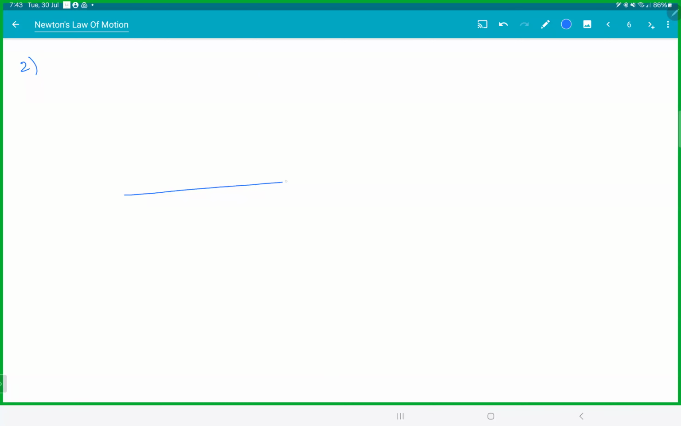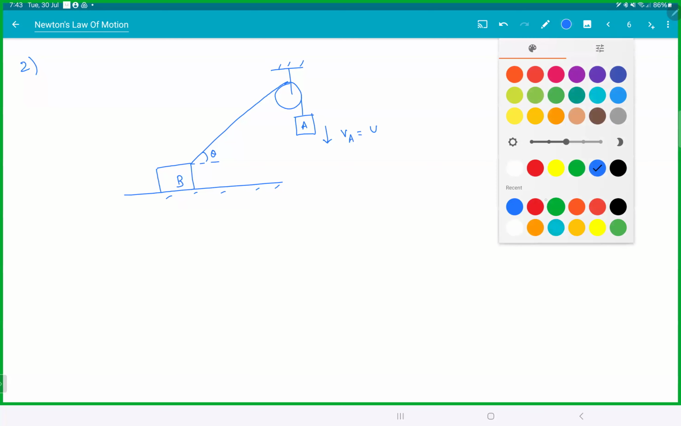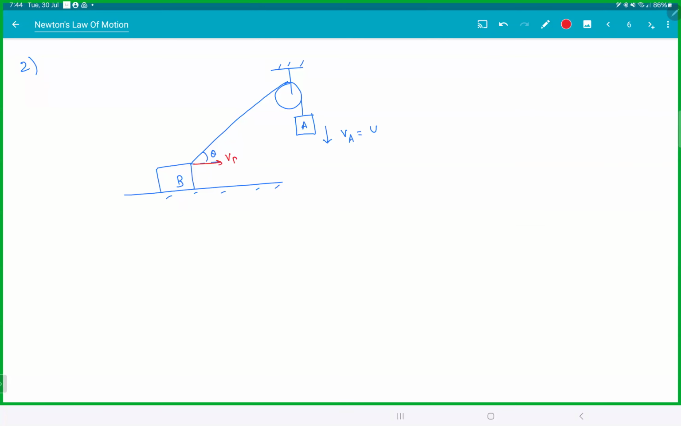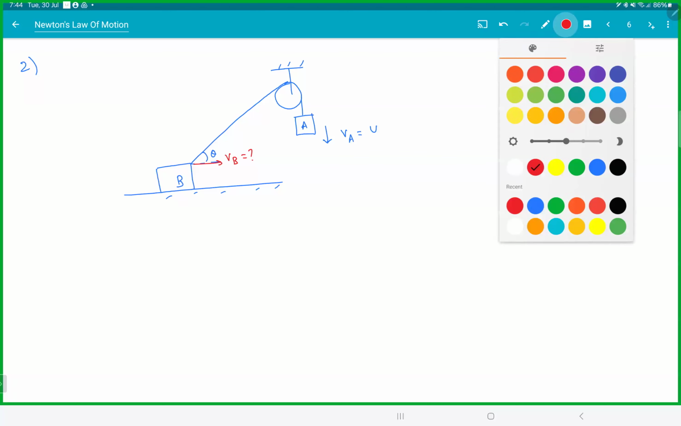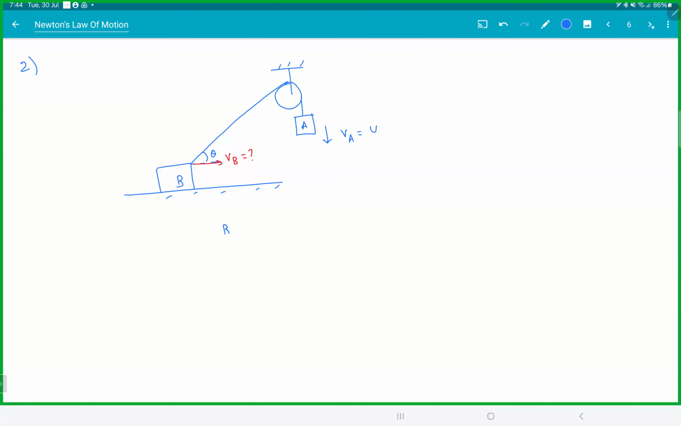This method looks good, but it starts messing up pretty big when you have multiple strings or when things are at angles like this. So this is A, this is B, this is angle theta. A is going downward with U. VB is this way. Assume block B slides on the floor. It does not lift off.